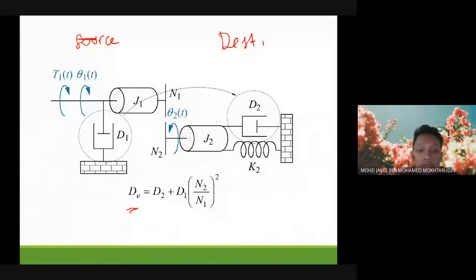So DE equals D2. We don't do anything on D2 because it's already on the destination. Plus D1, because D1 is on the source and we want to bring it to the destination. We multiply by the gear ratio: N destination over N source, squared. N destination is N2 and N source is N1. So N2 divided by N1 squared. So we find a new equivalent damping.